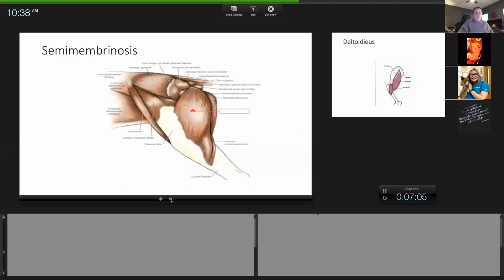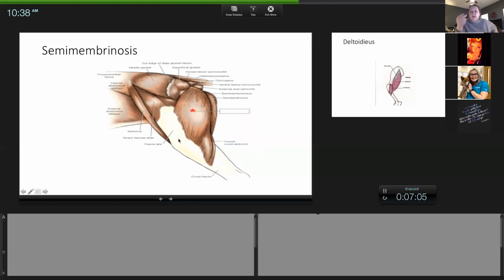Now I definitely need to find a better picture for this. What I'm focusing on here is the semimembranosus and the semitendinosus. These are the muscles of injection, okay? Now, we've got our gluteal group, and this is the fascia lata.